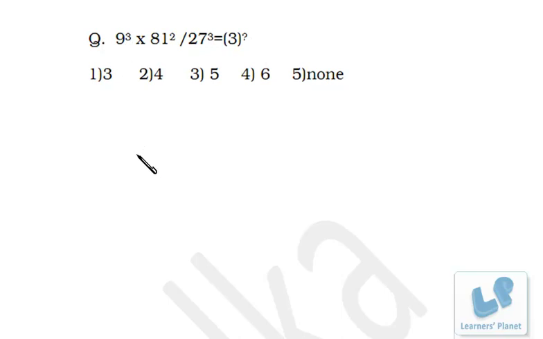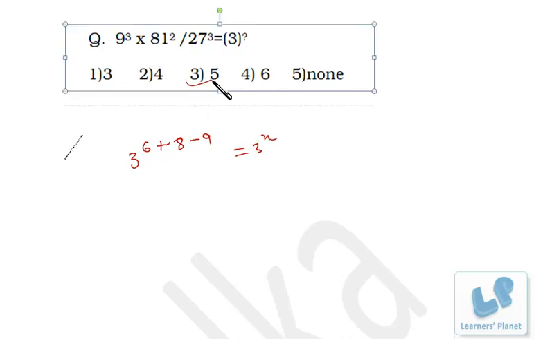So this is 3 raised to, this is a square, so that's 6, plus this is 81 is 3 raised to 4, so it is 4 into 2, 8, and 27 is actually 3 raised to 3, so 3 raised to 3 into 3, that's 9, so that's minus, right? So 8 plus 6, 14, minus 9 is 5, so that's 3 raised to x, that means x is 5. Okay, very basic properties of exponents we have used over here.